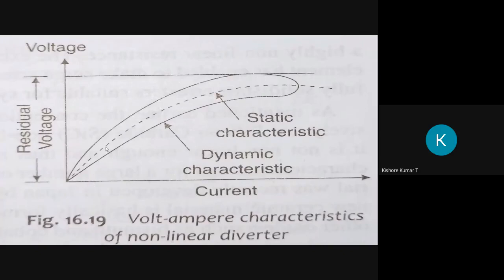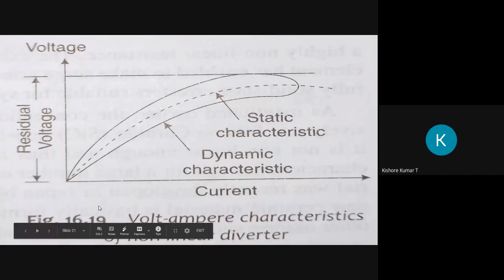Okay, fine. So this dotted line will indicate the static characteristics, the volt-ampere characteristics. The characteristics exhibited by a non-linear resistor are represented by this thick line. This dotted line represents the static characteristics for a linear resistor. You may assume that for a linear resistor, this dotted line represents the volt-ampere characteristics, whereas this thick line represents the volt-ampere characteristics for a non-linear resistor.